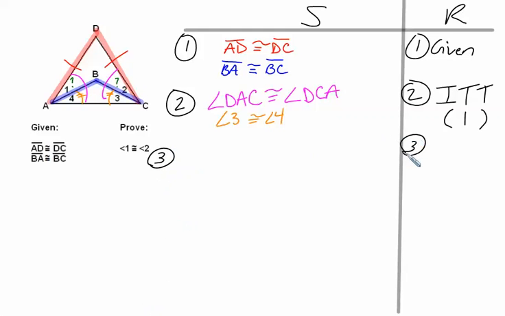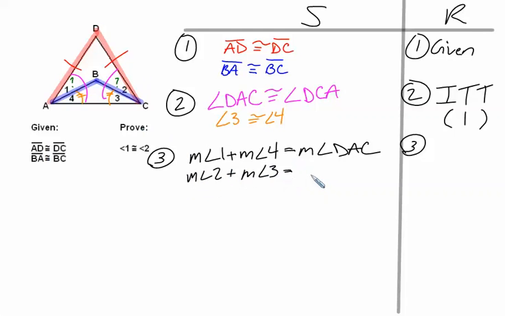Now, what we're going to do is say that a part, the measure of angle 1, plus a part, the measure of angle 4, is equal to the whole thing, which is the measure of angle DAC on the left. Part plus part equals whole. Make sure you've got the m in there for the measure of the angle, and make sure it's an equal sign. We'll do the same thing for the right-hand side. The measure of angle 2 plus the measure of angle 3 is equal to the measure of angle DCA. That was the angle addition postulate, and we did that a lot back in Unit 2. Angle addition postulate says the part plus the part equals the whole thing.